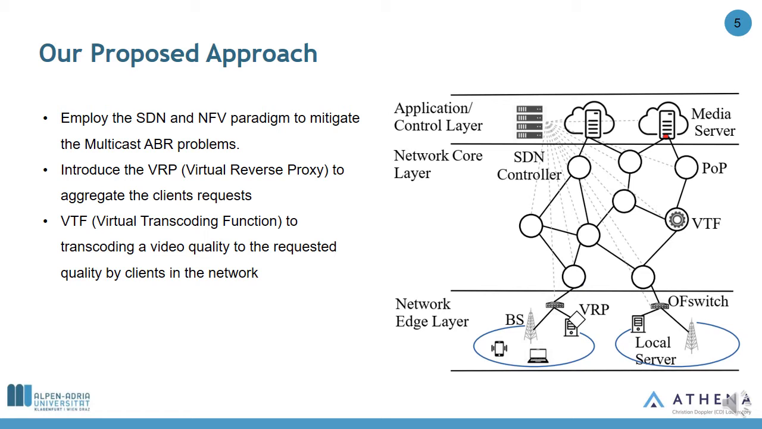We introduce our approach in three main layers, as you can see in the figure, namely application, network core, and network edge, respectively. Consider a limited set of media servers and an SDN controller placed in the first layer. In the next layer, there is a group of POP nodes equipped with OpenFlow switches connected to the SDN controller and with sufficient resources to be able to launch the VTF. In the network edge layer, we use a finite number of VRPs to aggregate the DASH clients' requests.